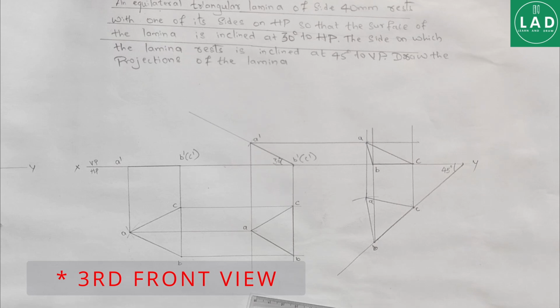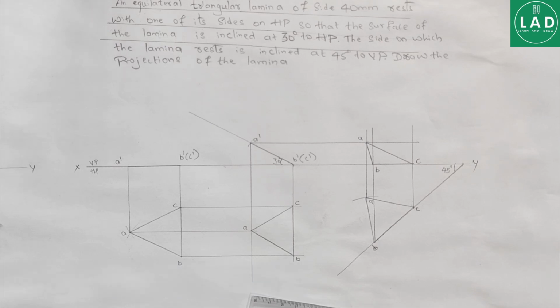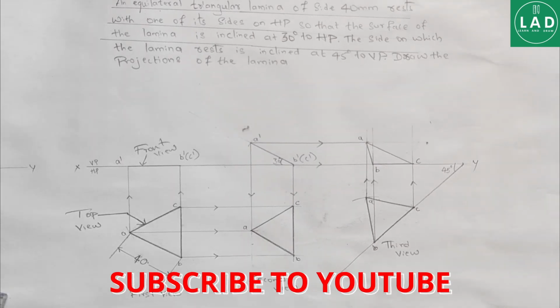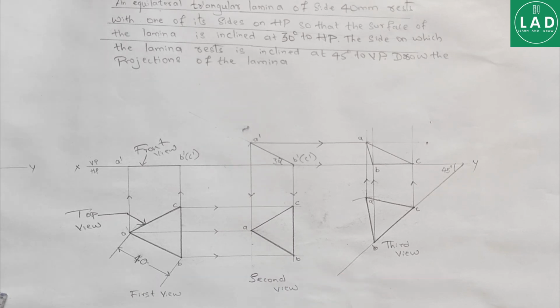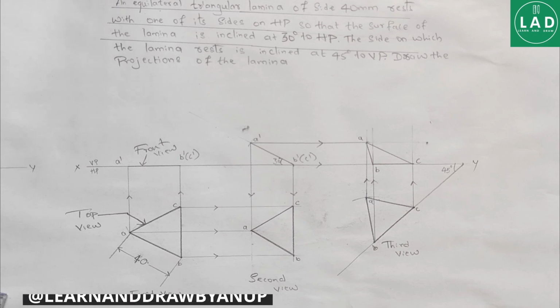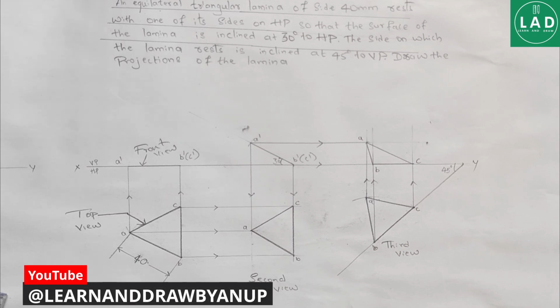Now let's mark the dimensions and darken all the views. After darkening all the views and marking the dimensions and naming the views, this completes the problem.